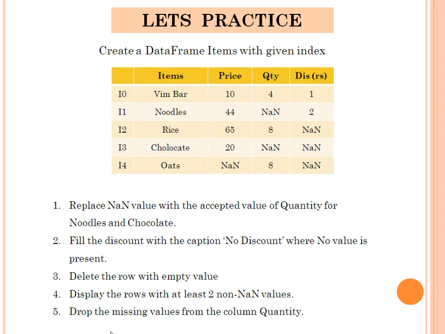Clear? The next one is delete the rows with empty values. You have to delete the rows which have empty values. Okay? So I think all the rows from the DataFrame are deleted except the first row. Now the fourth part is display the rows with at least 2 non-NaN values. 2 non-NaN values should be there to display. Okay. Then drop the missing values from the column quantity. So you have to drop all the values which are missing in the column quantity and display the rest of the table on the screen.